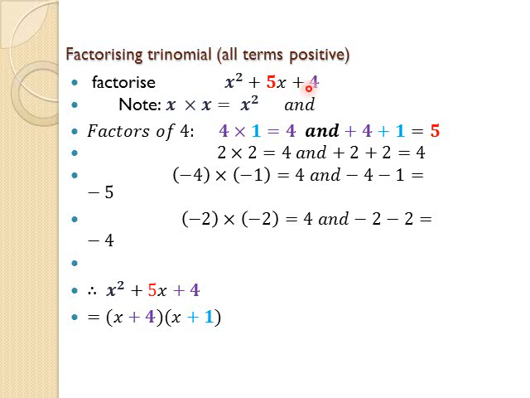So if we take factors of 4 into account, I have 4 times 1, which gives me 4, and that same positive 4 plus 1 gives me positive 5. Can also say 2 times 2, which gives me 4, but 2 plus 2 gives me 4, so it doesn't give me the middle value. Can go negative 4 times negative 1, which gives me 4, but minus 4 minus 1 gives me negative 5, and there I have plus 5. Minus 2 times minus 2 gives me positive 4, but negative 2 minus 2 equals negative 4.